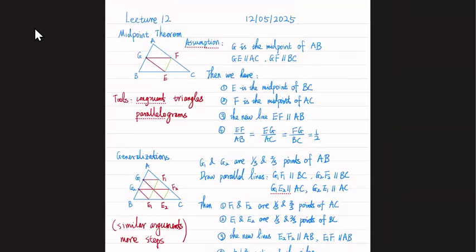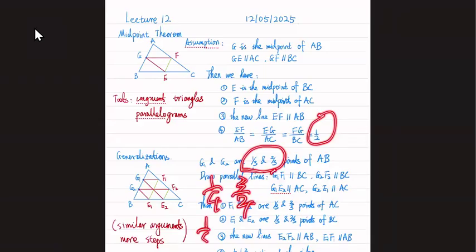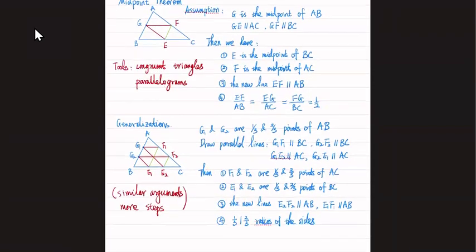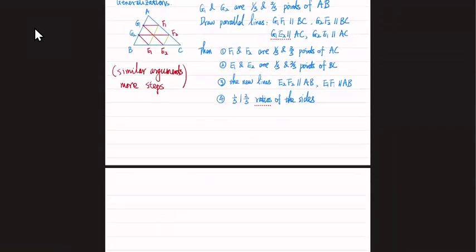Now you can see we can further generalize it from 1/2 to 1/3 and 2/3. So we can go to 1/4, 3/4, 1/5, 2/5. We can go to all rational numbers, the same argument. So we have the rational generalization.